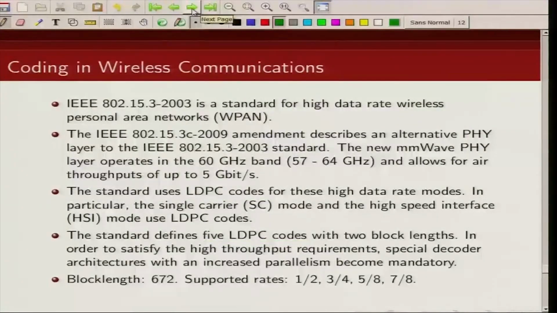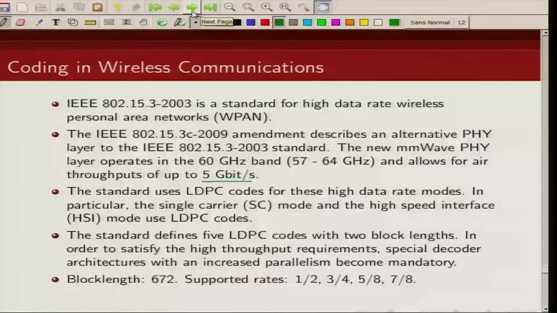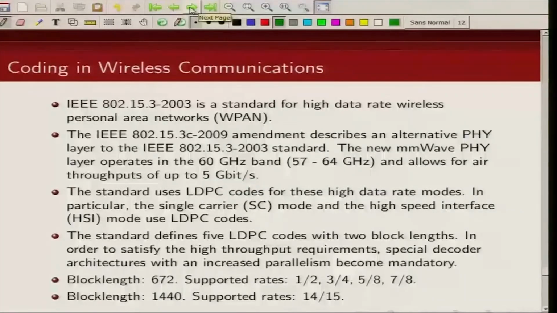Typically the block size here is smaller, because we have to get throughput up to 5 gigabits per second. So, the architecture is such that there is a lot of parallelism, and the decoder can be implemented in parallel. So, the rates which are supported: block size 672 and these are the code rates which are supported here. Similarly, for block length of 1440, a code rate of 14 by 15 has been supported.